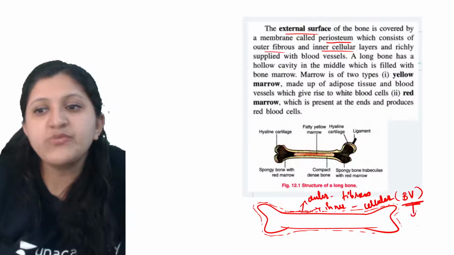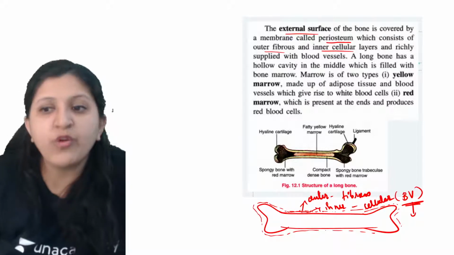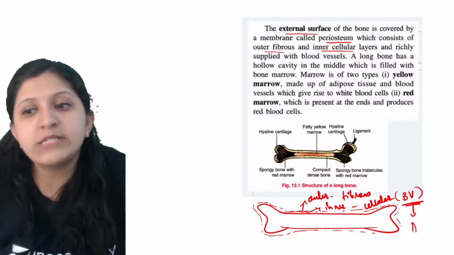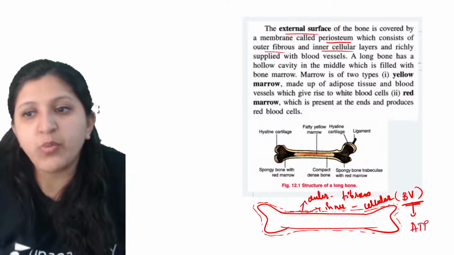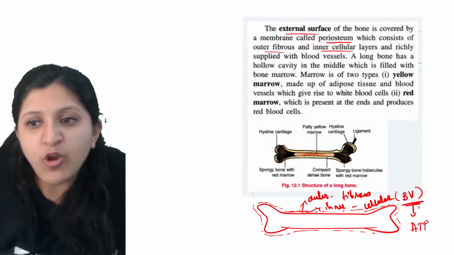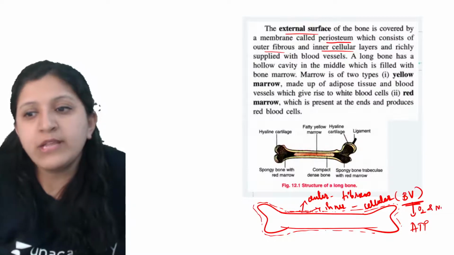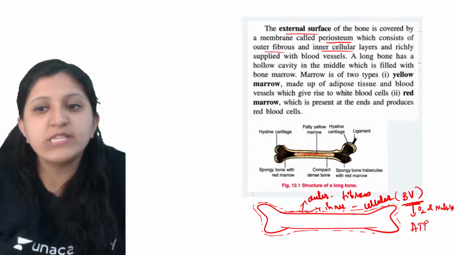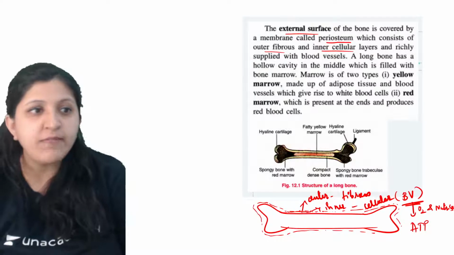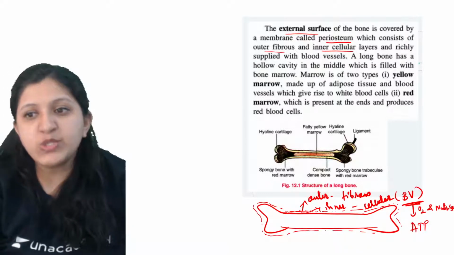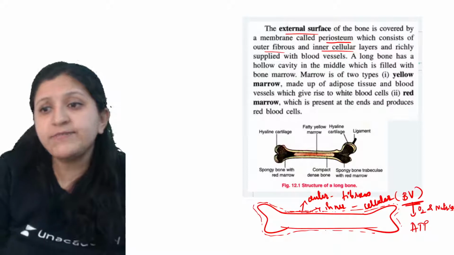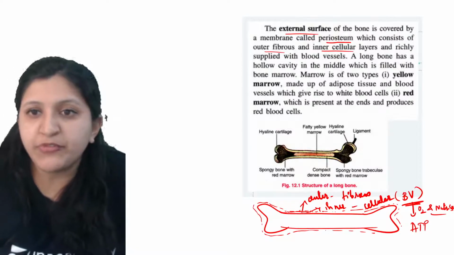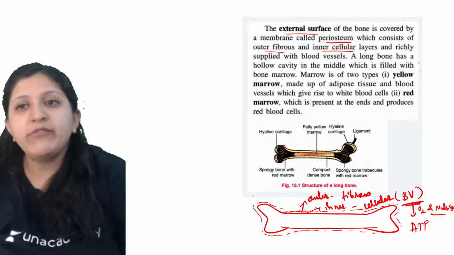For the proper working of the bone marrow, which is mainly the organic part, it requires energy, oxygen and nutrient supply. All that will be done by the blood vessels, which the inner cellular layer has. These blood vessels are going to supply the nourishment for the working. So this is supplied with blood vessels.